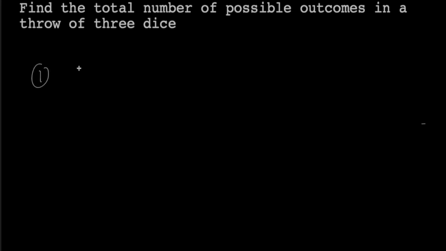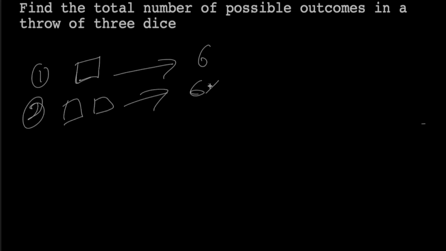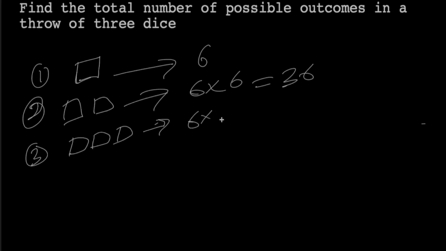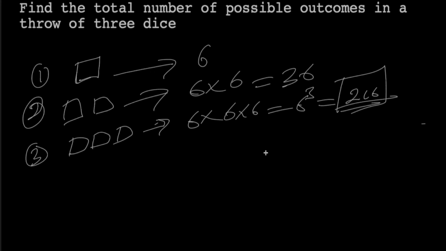Remember, if it was just 1 die with 6 faces, you're going to have 6 outcomes. That is the cardinality. With 2 dice, that is 6 multiplied by 6, which is 36. If it's going to be 3 dice, that is 6 times 6 times 6. That is 6 raised to the power 3, which is 216. This is the result. The total number of possible outcomes.